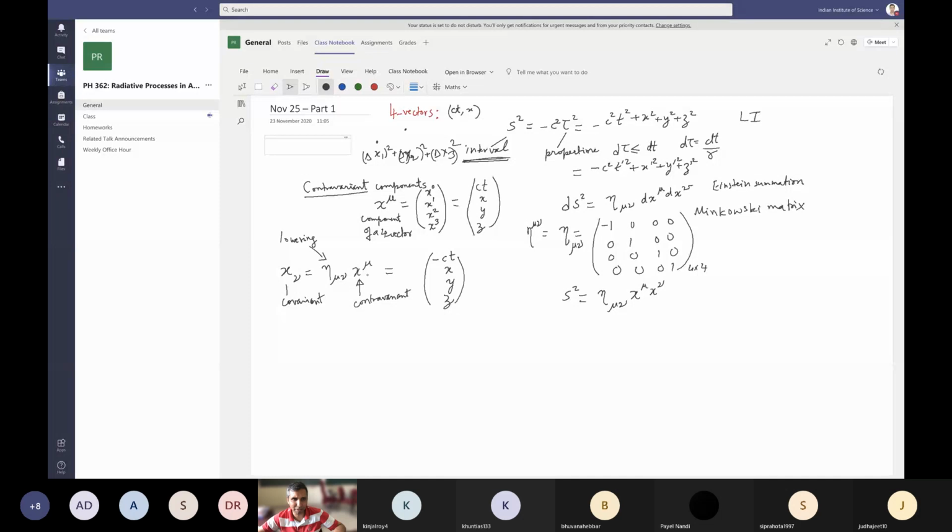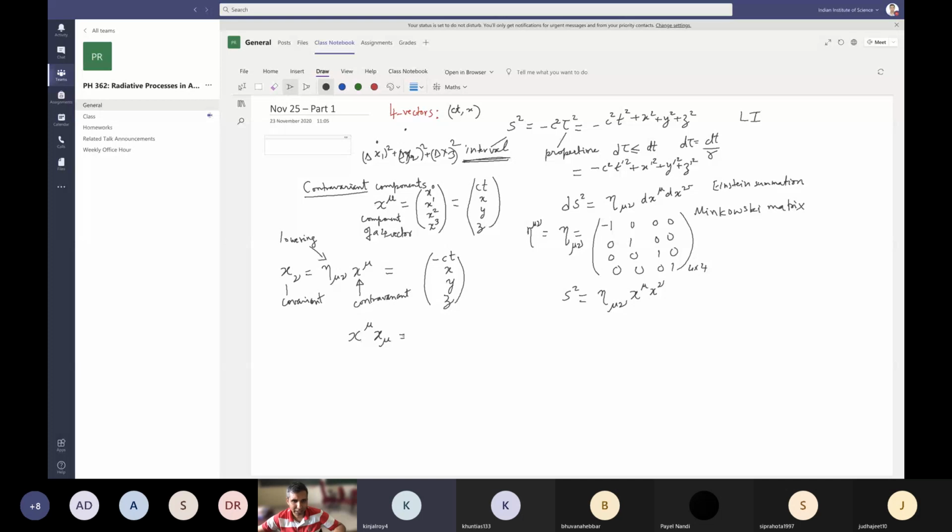If you just multiply this by eta, this matrix, you get minus ct, and then after that, x mu times x nu. This is a contraction, right? There are these index conventions where you're just summing over.